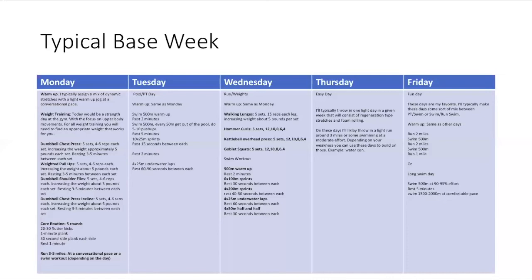After the 2 mile run, hop in the pool and do a 500-meter swim. After the 500-meter swim, go back to another 2 mile run, and then hop back in the pool for another 500-meter swim, and then run 1 mile. So that's a pretty long day.